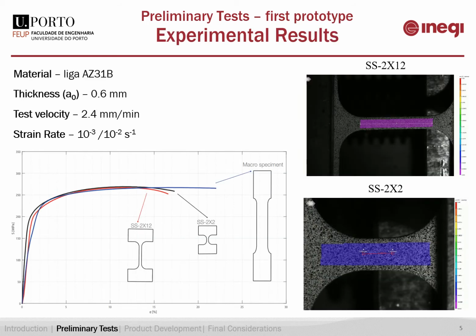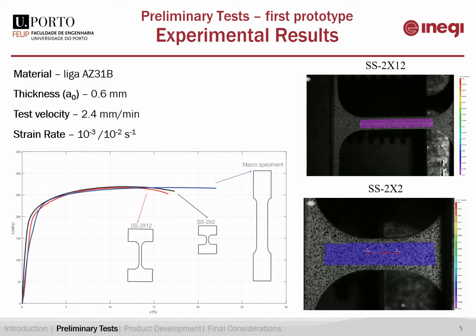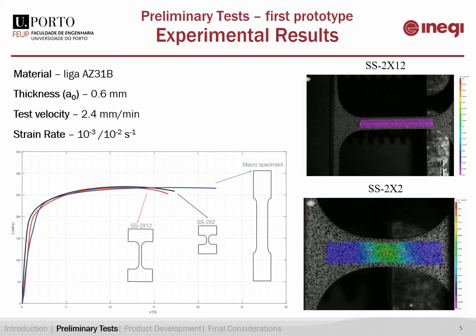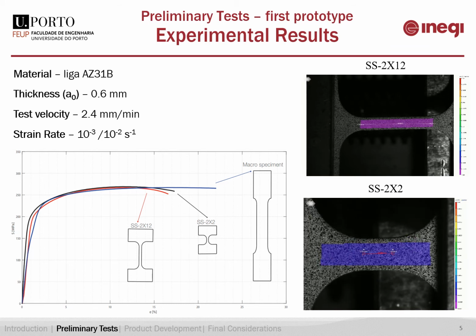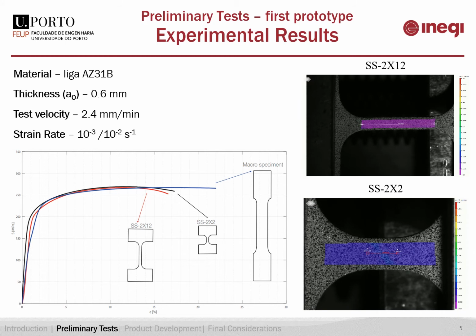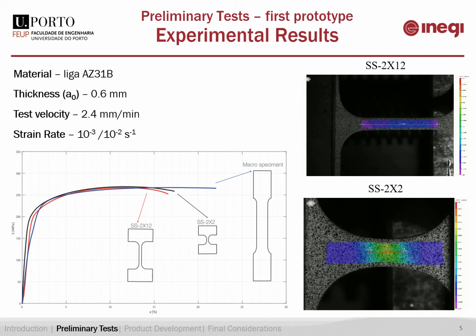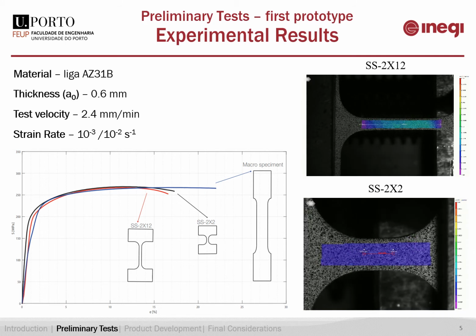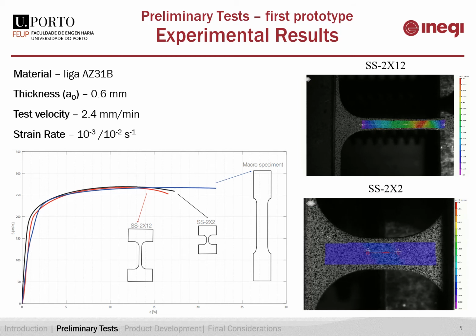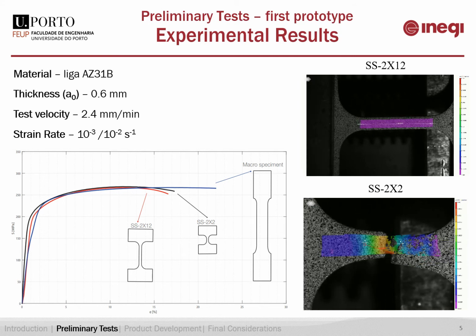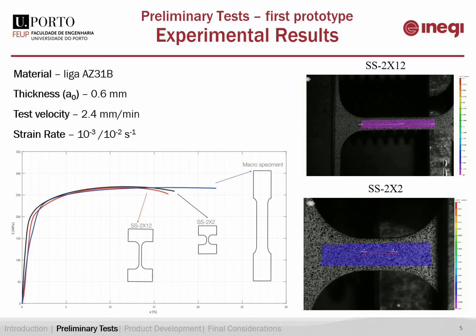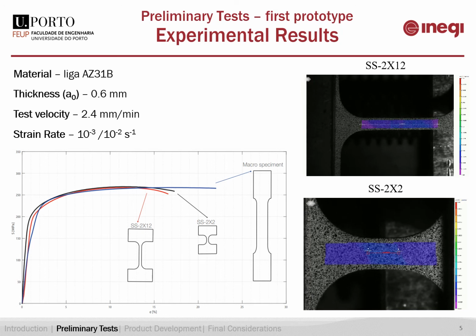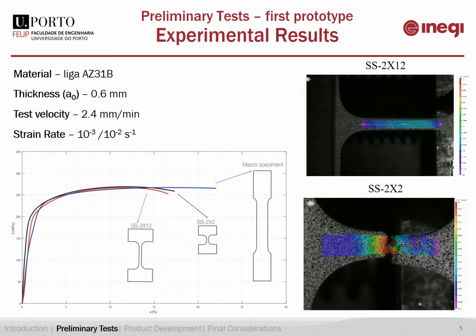In this slide, I represented the results for the preliminary tensile tests. Also represented is a reference curve corresponding to a macro-scale specimen test for the same material. It's possible to note that the curves have the same shape and can be easily compared with a macro reference.